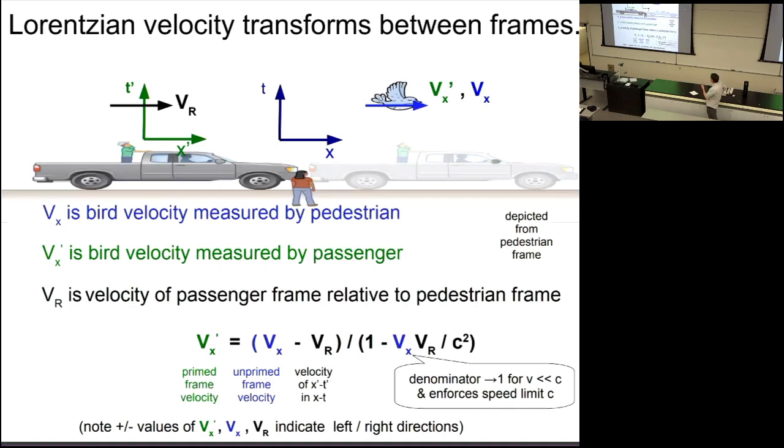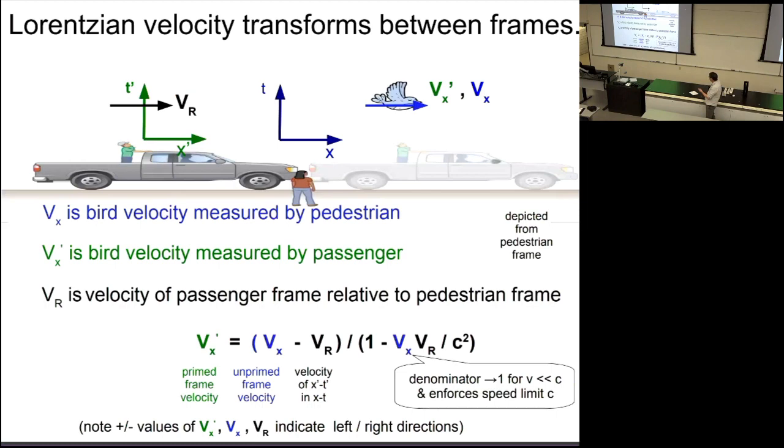The birdie is seen to be moving with speed blue Vx from the pedestrian's frame, and speed green Vx prime from the truck frame. But what's different? The only thing I changed on this slide is that I rewrote the relationship between the speed of the bird seen by the passenger or the driver of the truck and the speed of the bird as seen by the pedestrian. It's this equation here, this more complicated equation. And this is how you transform speeds from one frame to another frame in relativity.